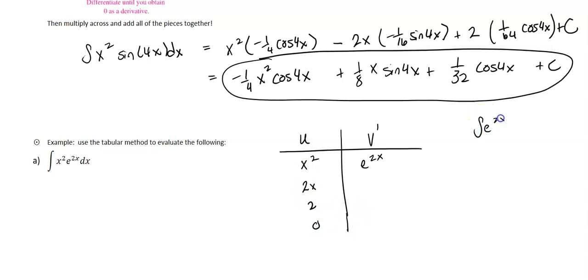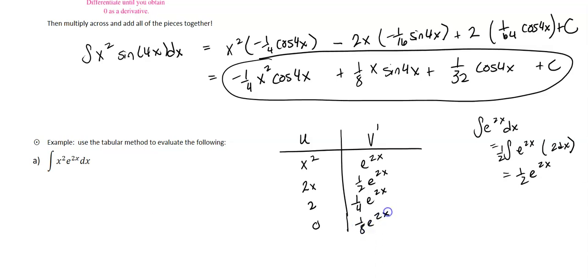I need to at least figure out what the pattern is going to be here with the integral of e to the 2x dx. I would need a 2. So that means that I would need to multiply by 1/2 on the outside. So this is 1/2 e to the 2x. Now if you observe that the constant out front is not going to make much of a difference, we're basically going to be multiplying by 1/2 each time. We're going to end up with 1/4 e to the 2x and 1/8 e to the 2x.